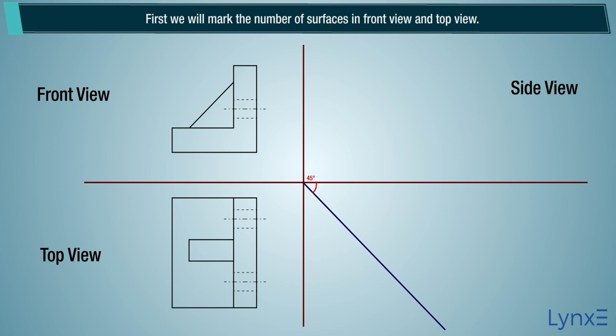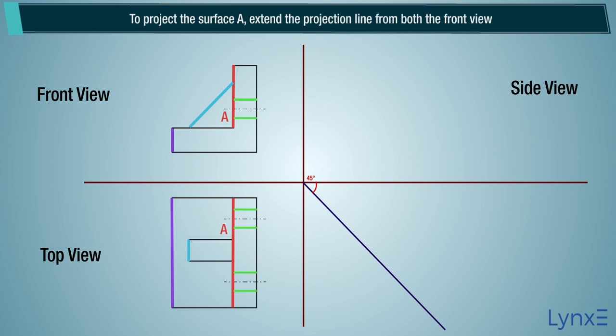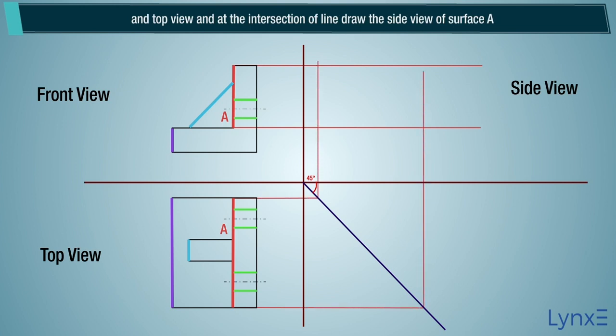First we will mark the number of surfaces in front view and top view. When we see from the side, we get 3 surfaces A, B and C and 2 circular holes on both the front view and top view. To project the surface A, extend the projection line from both the front view and top view, and at the intersection of the line draw the side view of surface A.